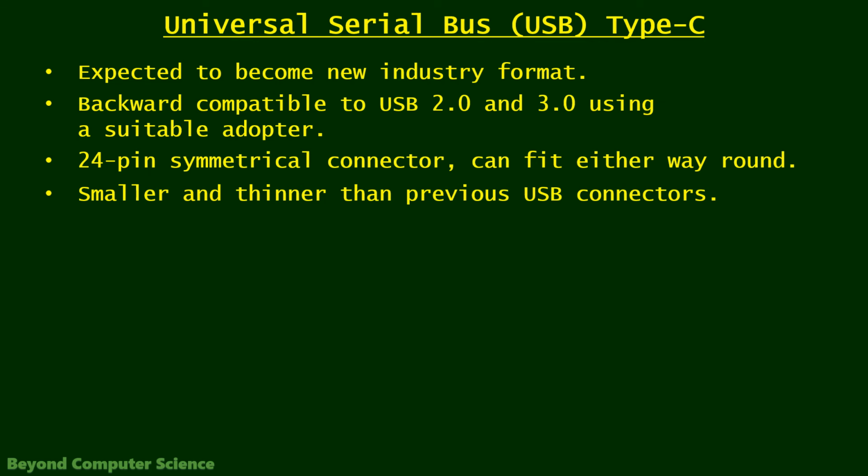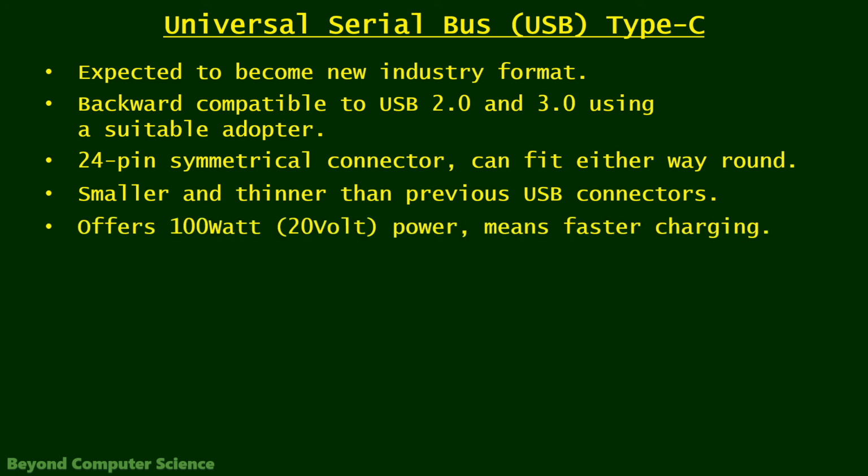It is smaller and thinner than previous USB connectors. Smaller and thinner means very little material will be used in the manufacturing of USB Type-C, so it will be cheaper. It can offer 100 watt, equivalent to 20 volt power, which means faster charging.